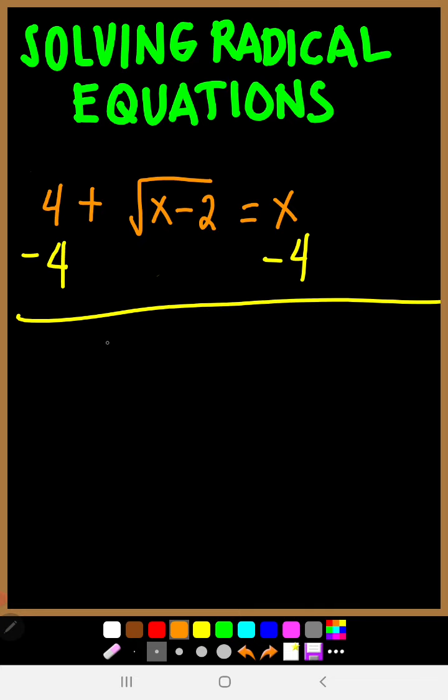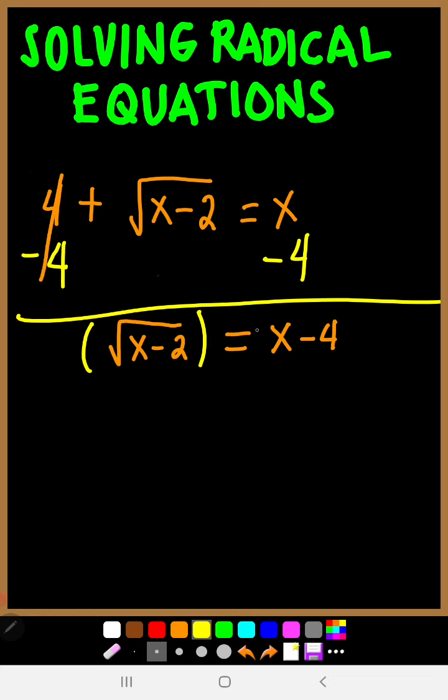So, mawawala na to, magiging square root of x minus 2 is equal to x minus 4. Okay? And then, saka natin i-raise sa isang exponent. So, ang exponent na gagamitin natin ay squared because ang index natin sa radical expression is 2. Okay? So, what we're going to have here is x minus 2 equals x minus 4 squared.